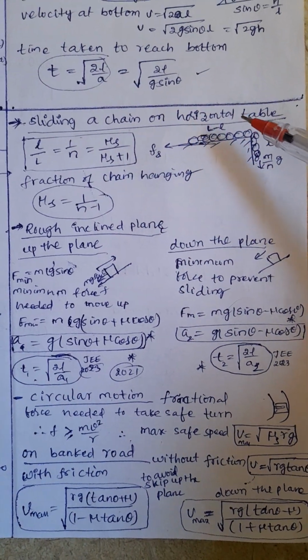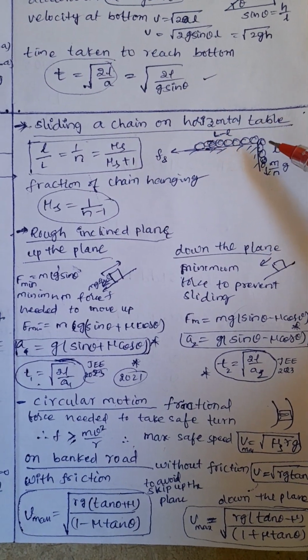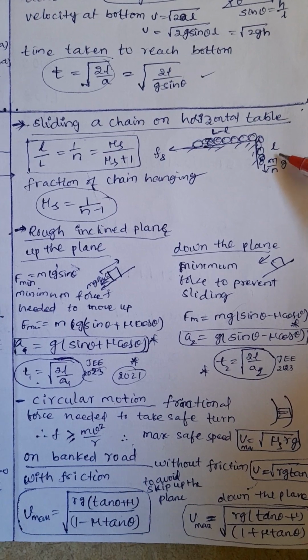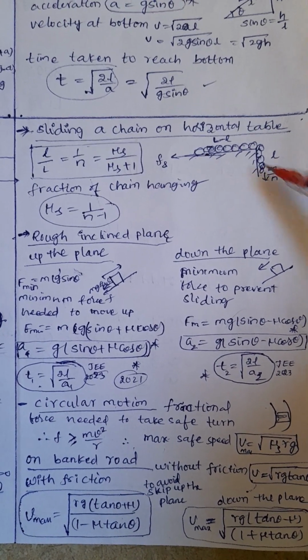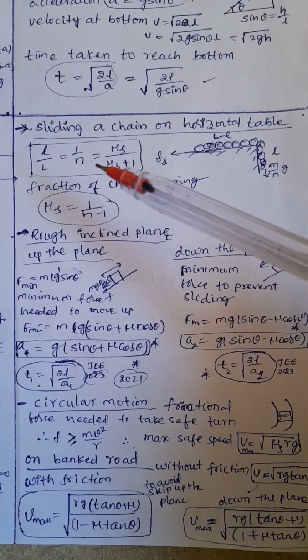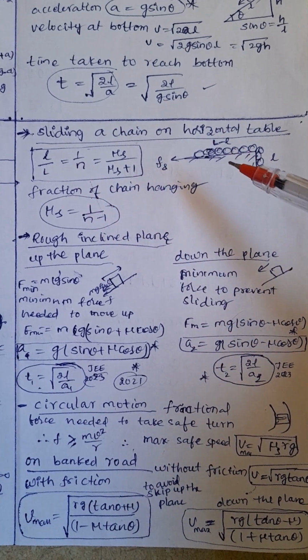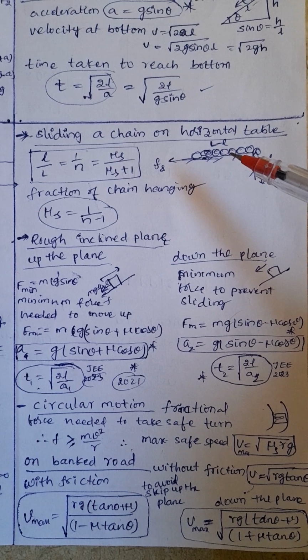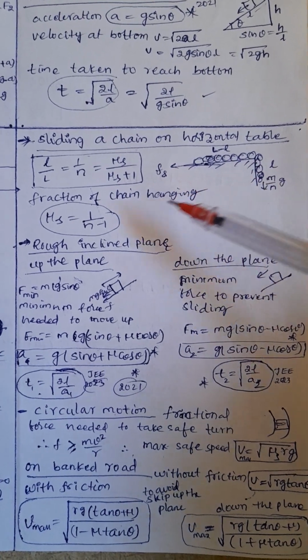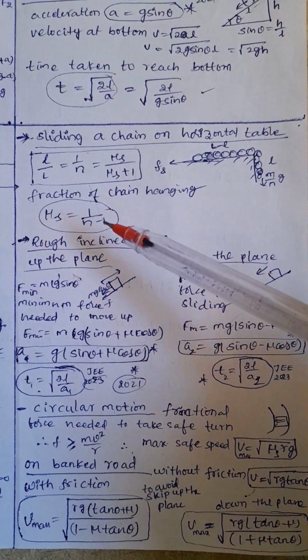When a chain is hanging from the table, a part of 1 by nth of the length of the chain is hanging, then the fraction of the length of chain hanging, which is 1 by n, is equal to mu s by (mu s plus 1), where mu s is the coefficient of static friction between chain and the table. From this, mu s is equal to 1 by (n minus 1).